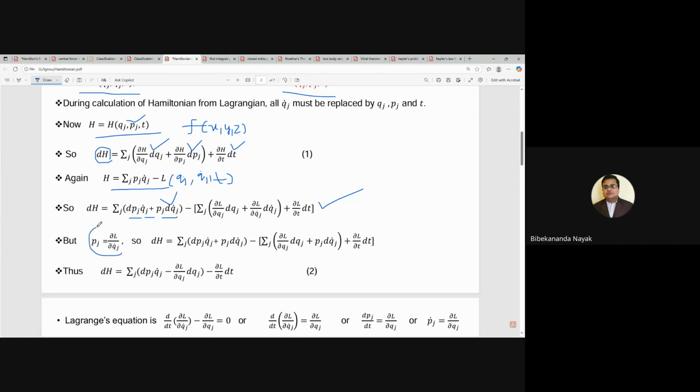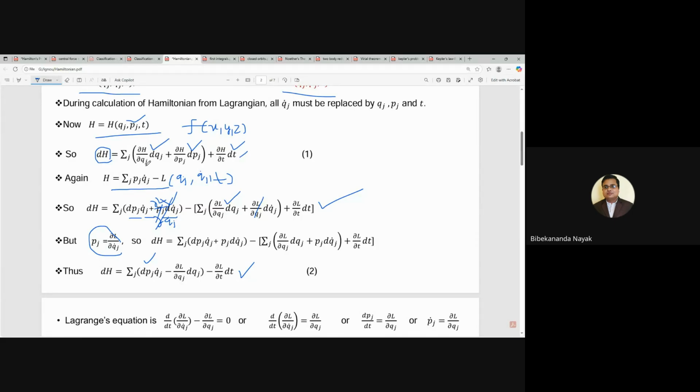But we have already got the expression Pj is equal to del L by del Qj dot. So in place of Pj, you can write del L by del Qj dot here. You see these two terms cancel, plus and minus cancel. So we have only the expression dPj Qj dot minus del L by del Qj dQj minus del L by del t dt. Three terms. But here also we have three terms, and we compare these three.